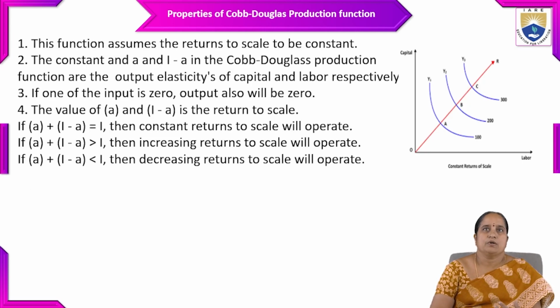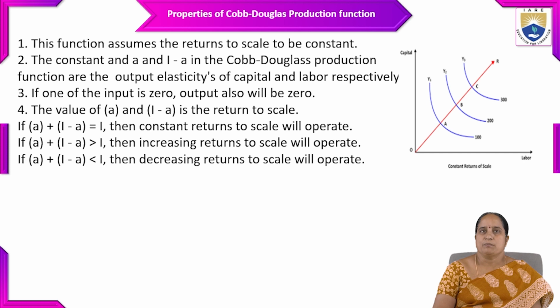Coming to the properties of the Cobb-Douglas production function, the first property is that it assumes returns to scale to be constant. Whatever returns we generate at different levels of production remain constant. The constants α and 1 minus α in the Cobb-Douglas production function are the output elasticity of capital and labor respectively. If one of the inputs is 0, output will also be 0. The sum of α and 1 minus α gives the returns to scale.